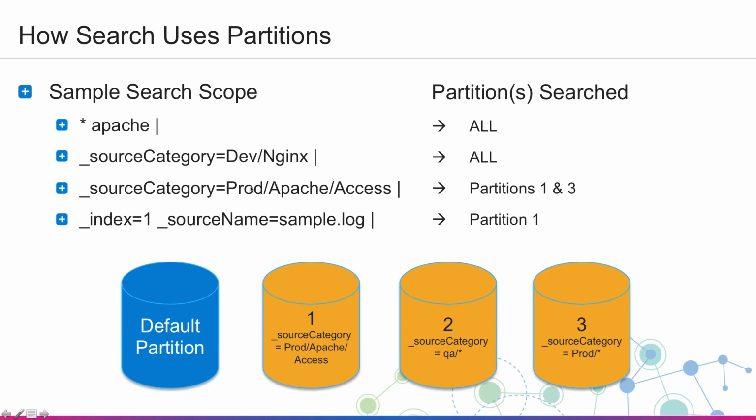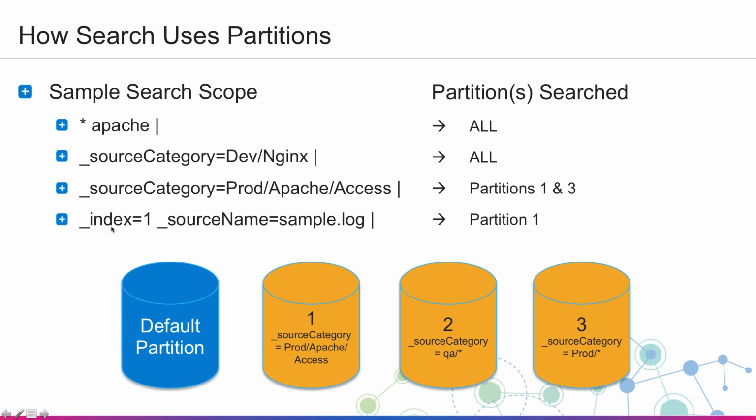Okay. In the third example, the system is actually smart enough, and this is where query rewriting takes effect. We recognize that you have two partitions that include the data that you're looking for. And so we're going to be searching for this data in partitions 1 and 3. And that will significantly improve the search performance.